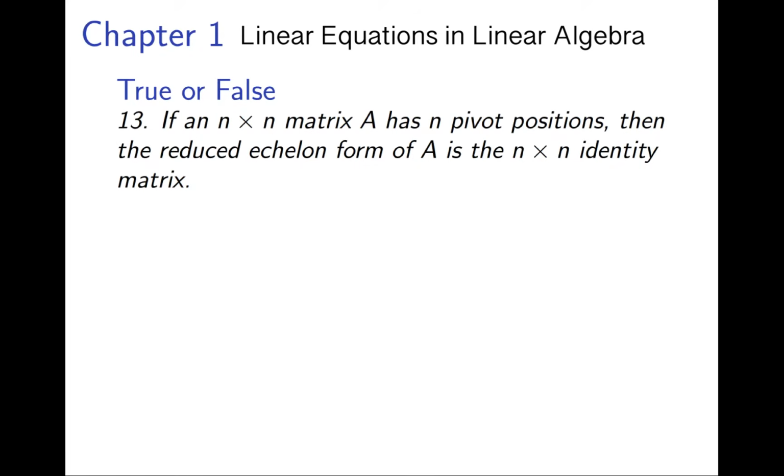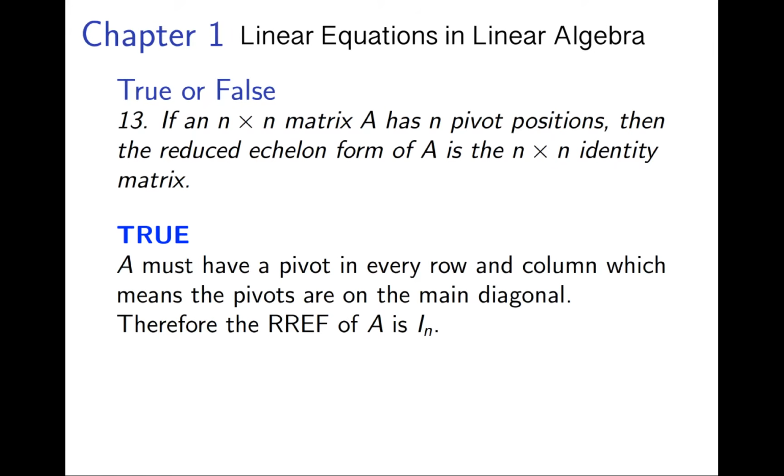Number 13. If an n by n matrix A has n pivot positions, then the reduced echelon form of A is the n by n identity matrix. And that's true. A must have a pivot position in every row and column, which means the pivots are on the main diagonal. And if you have pivots on the main diagonal, your reduced row echelon form is the identity matrix.